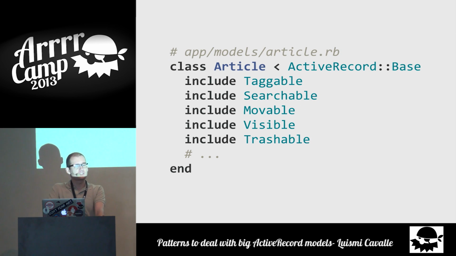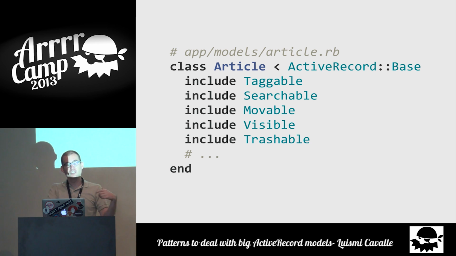This second example looks better. Here, each of the modules seems to serve one specific purpose. For instance, taggable is about tagging, searchable is about searching for articles, movable is about moving articles around, visible is about making them visible or hidden, and trashable is about moving articles to the trash, deleting them, right?